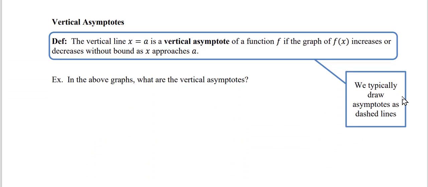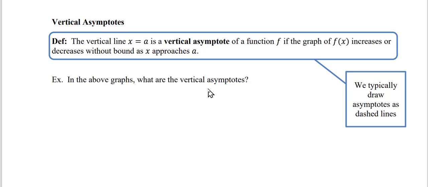Let's talk about vertical asymptotes. The vertical line x equals a, remember that is the equation of a vertical line where a is a constant, is a vertical asymptote of a function f if the graph of f of x increases or decreases without bound as x approaches a. So we're saying as x gets closer and closer to some number, if the graph of f of x, so you're talking about y values, increases or decreases without bound, meaning y is going up to infinity or down to negative infinity.